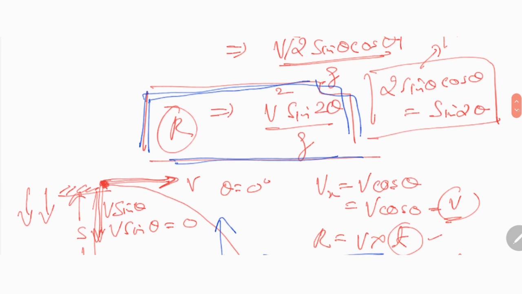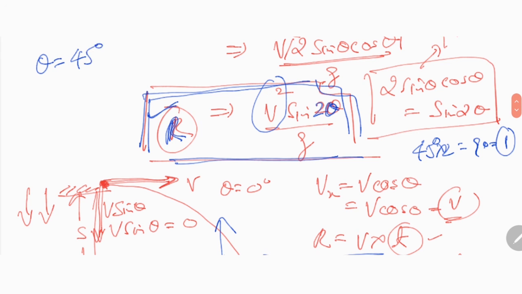Now, if you see, at what theta will R be maximum? For any given value of V, at what theta will R be maximum, range be maximum? You can very clearly see, if theta is 45 degrees, so 45 into 2 will be equal to 90, and sine 90 is 1. Therefore, for theta equal to 45 degrees, range is always maximum.